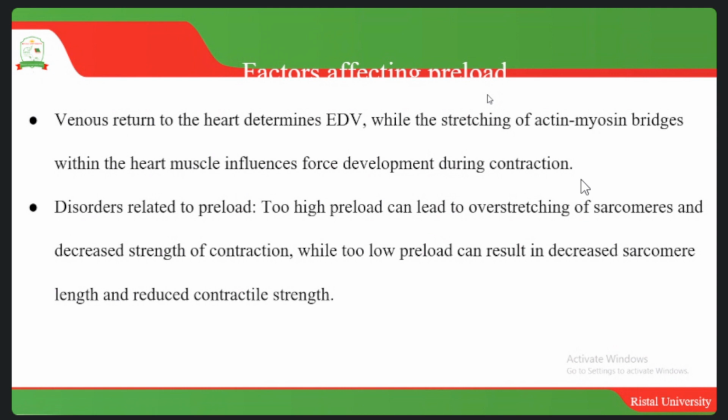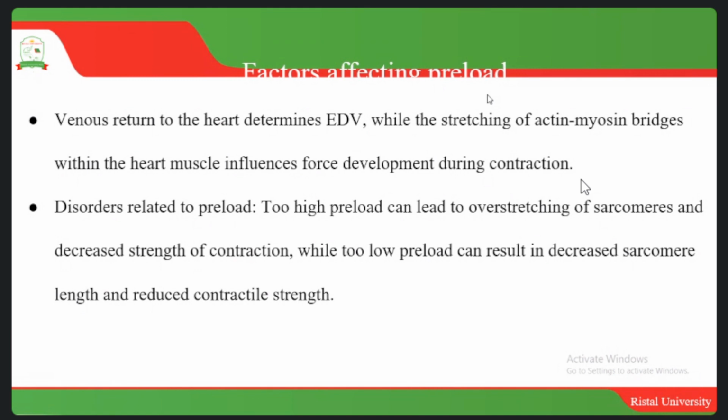So disorders related to the preload. What could be the disorders that can be related to the preload? Too high preload can lead to overstretching of the sarcomeres. Sarcomeres are also some cells that are found in the myocardium, and the myocardium is basically the muscles of the heart.